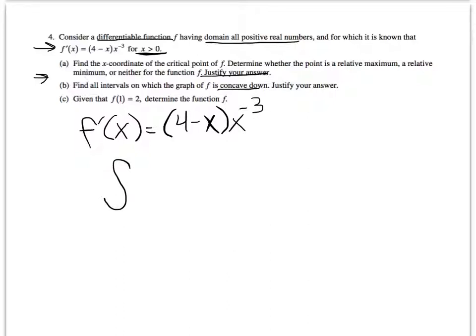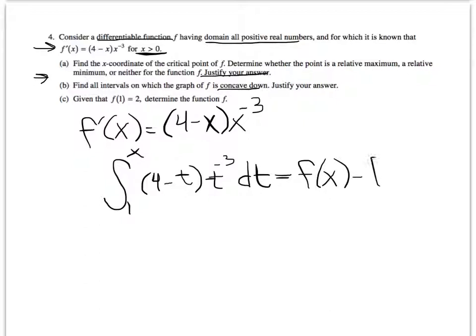So if I take the antiderivative of this function, and I'm going to go from 1 to a value x, then I have to change these variables from x to t. Let me make this grammatically correct here. So 4 minus t times t to the negative 3, and its derivative with respect to t, would be equal to f of x minus f of 1. Fundamental theorem right there.